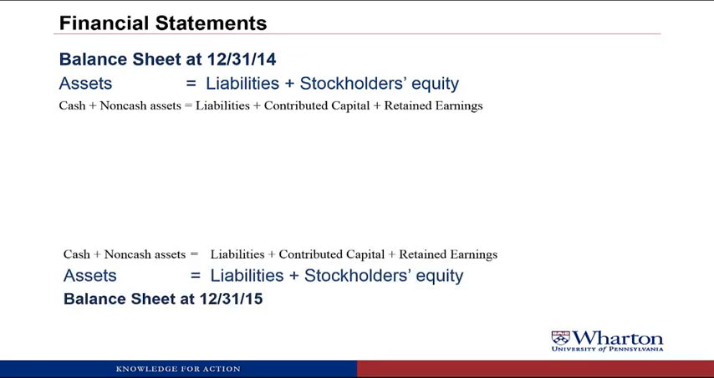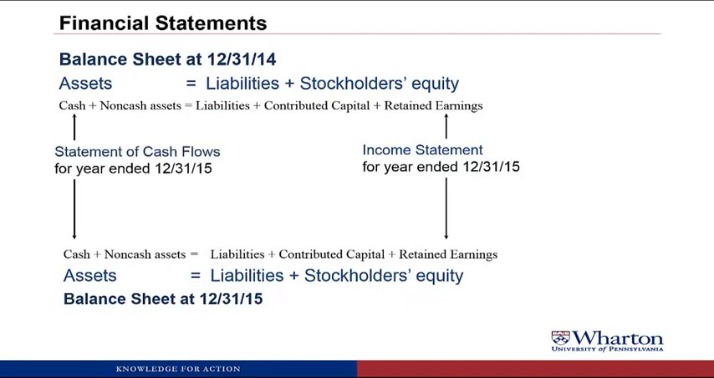Then we have a balance sheet at the end of the year. So we've got one at the beginning of 2015, and one at the end of 2015. The difference in the retained earnings is going to be explained in the income statement for the year ended December 31, 2015. And the difference in cash is going to be explained in the statement of cash flows for the year ended December 31, 2015.